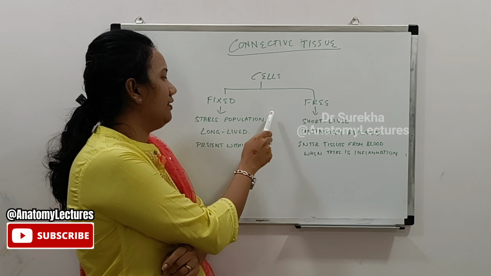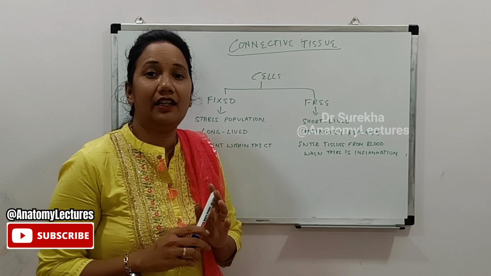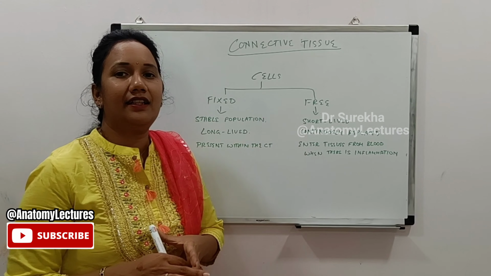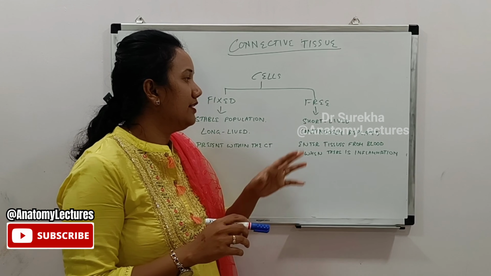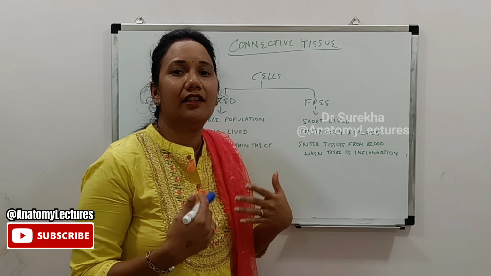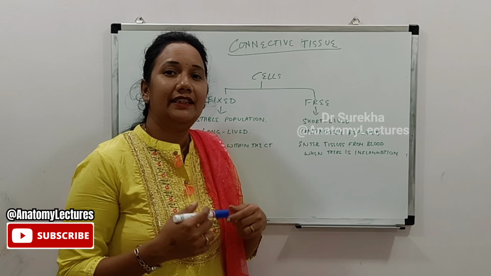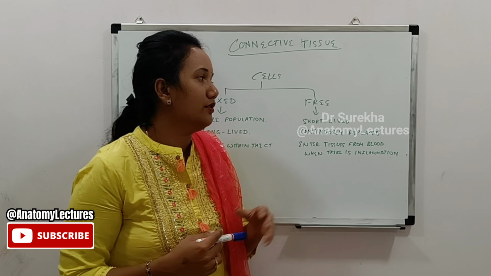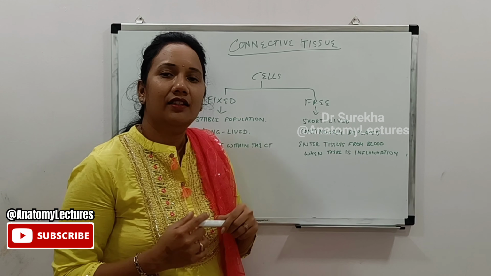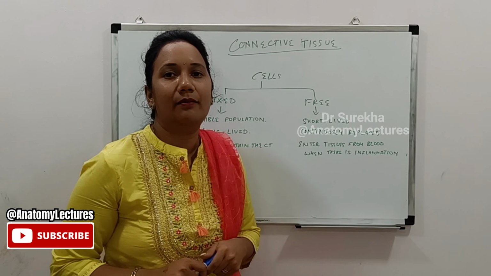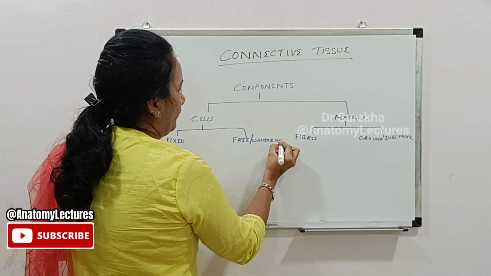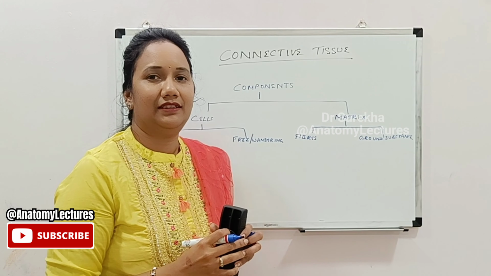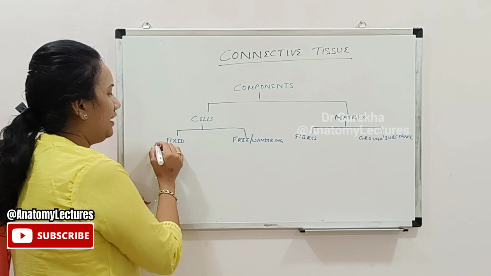Fixed cells form the stable population and they are long-lived. These are present within the connective tissue itself. And the free cells, which I have mentioned as the wandering cells, are short-lived. That means they are continuously replaced, and they will enter the tissues from the blood when there is an inflammation. Those all come under the free cells. The free cells will be discussed in detail when we deal with the cardiovascular system. Fixed cells are abundantly and constantly present in the same place.